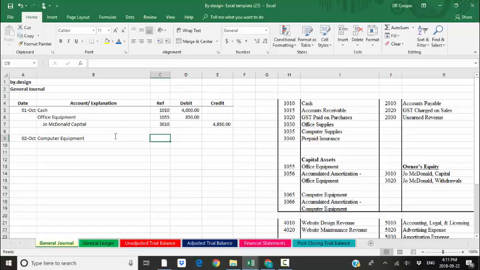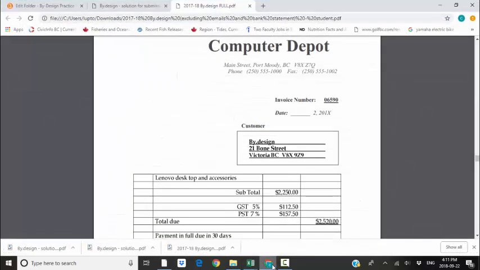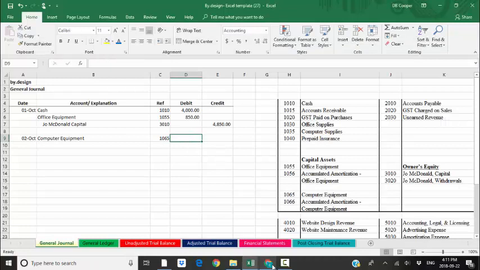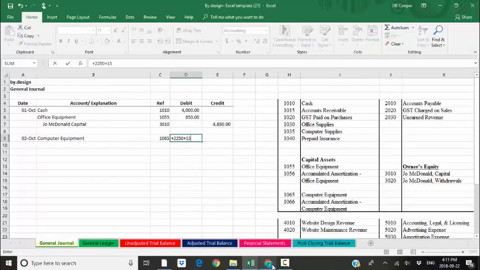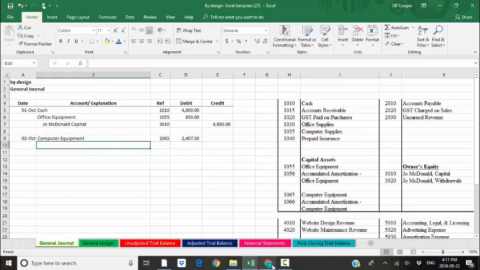Now, computer equipment is account 1065, so I'm going to put that down now. And I've got to go back and look and see how much computer equipment I bought. Okay, so I bought $22.50. Plus, I actually have to add to that the PST. And the PST is $157.50. So there, I actually have computer equipment for $2407.50.